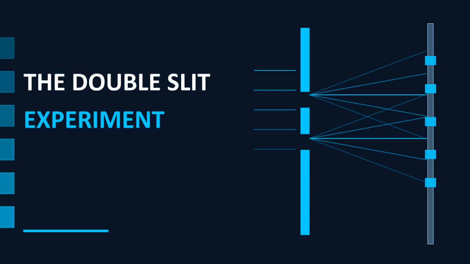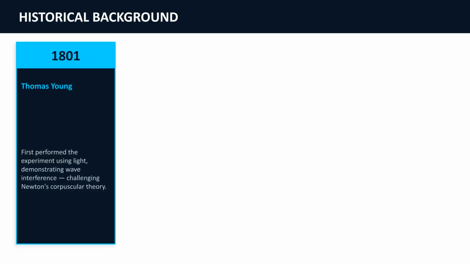Welcome to a journey into quantum mechanics, focusing on the double slit experiment, a pivotal concept in quantum physics. The double slit experiment has a rich history. In 1801, Thomas Young used light to demonstrate wave interference.